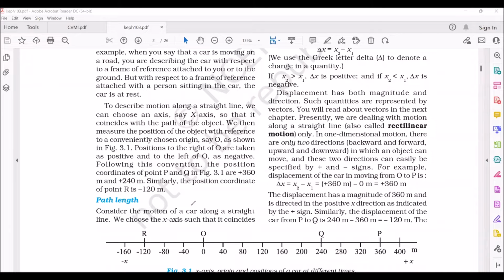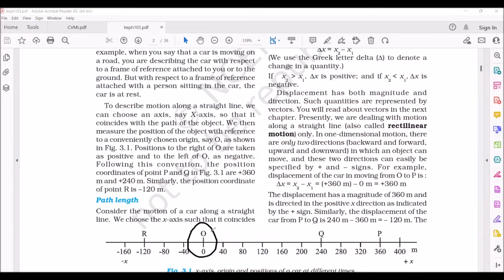Now we are discussing path length. Here we are taking O as an origin. If an object is moving to the right side of the O, we call the object as having a positive distance because it is moving towards the right side.